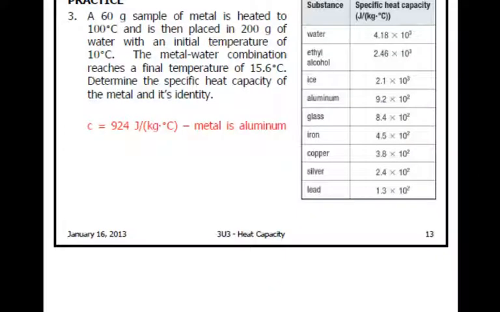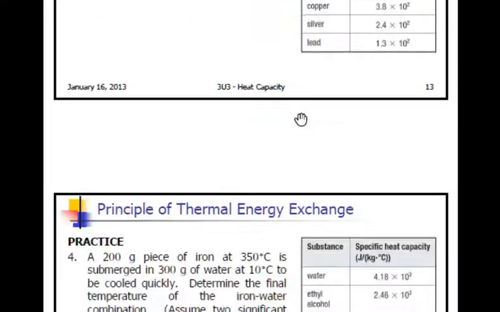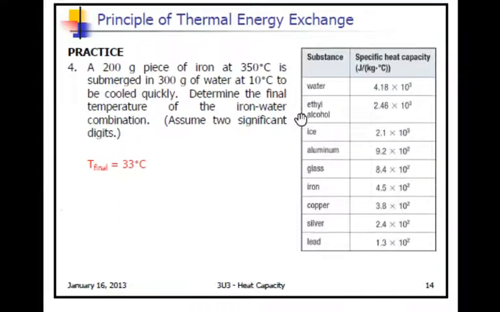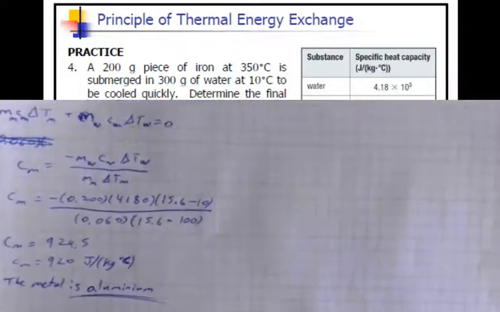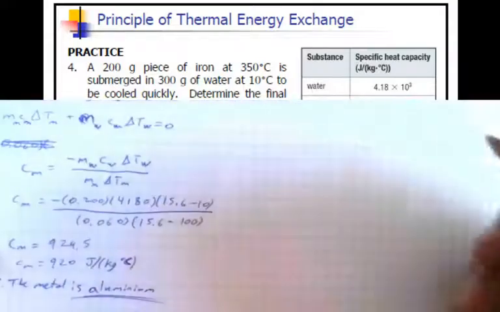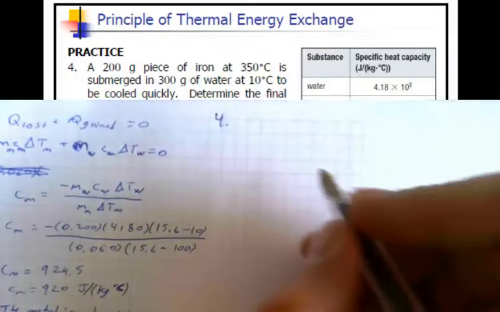Okay, now another question. A 200 gram piece of iron at 350 degrees Celsius is submerged in 300 grams of water at 10 degrees Celsius to be cooled quickly. Determine the final temperature of the iron-water combination. Okay, this is going to involve some algebra, so I'll do this one with you. It's pretty interesting because we have to combine our two TFs together.